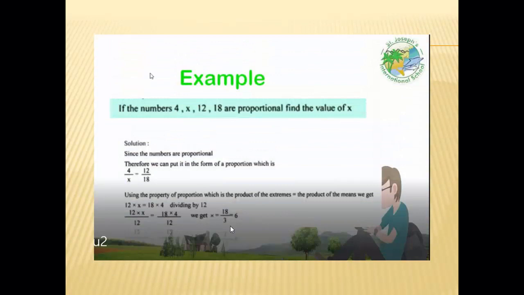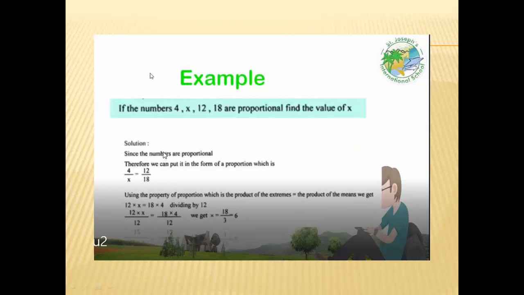Another example. If the numbers 4, x, 12, 18 are proportional, find the value of x. For this example, very important. Since the numbers are proportions, therefore we can put them in the form of a proportion, which is the first number over the second number equal to the third number over the fourth number.